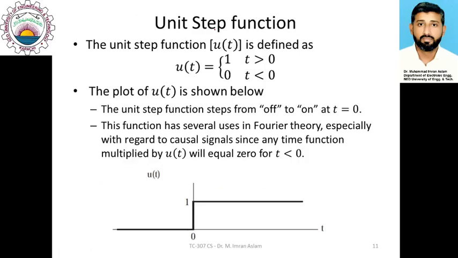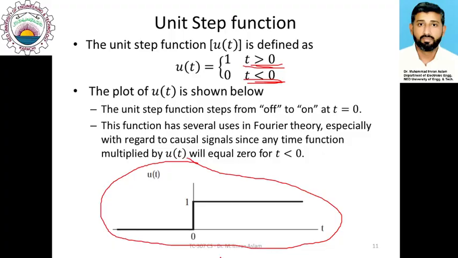So what is the unit step function? The unit step function is mathematically defined by this relationship: u of t is equal to 1 for t greater than 0, and u of t is equal to 0 for t less than 0. This graph shows the plot of the unit step function. You can see that for negative time the function has amplitude equal to 0, and for positive time the amplitude is equal to 1. So it has a constant amplitude only, which is equal to 1.